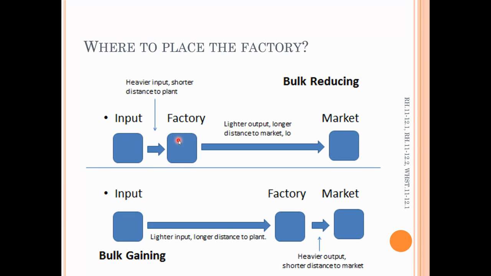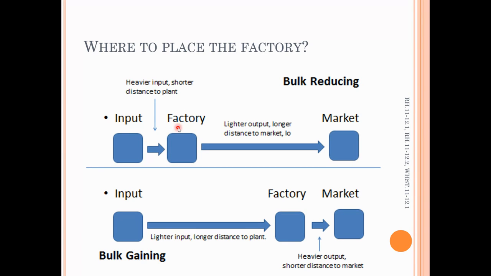All right, and this is called bulk reducing because, think about it, you're going to be losing weight as you make the product. The product loses weight. So for example, think about paper. Paper is a really great example of a bulk reducing product because paper starts out as a giant tree. Trees are heavy. I don't want to move trees all the way to a factory next to New York City because that's going to be really expensive. So I'm going to put my factory right next to the trees, next to my lumber yard, because then I don't have to move the trees very much at all.